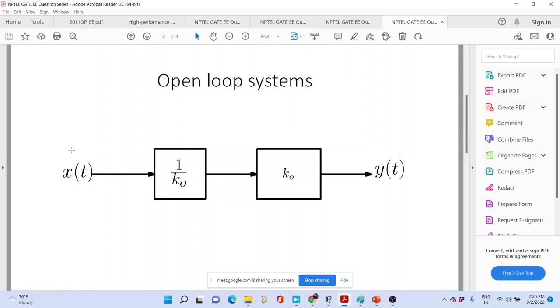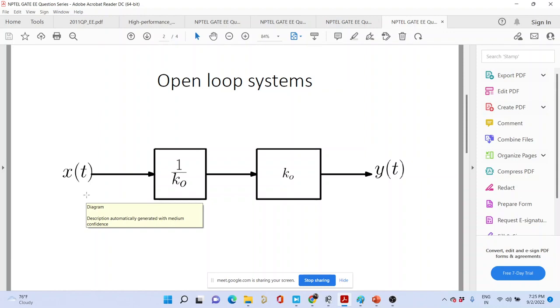Are you getting my question? Yeah. Okay. With respect to this system, I mean 1 by k0 and k0, then in this case we may not be required, sir. It depends upon the system which we are giving the input.